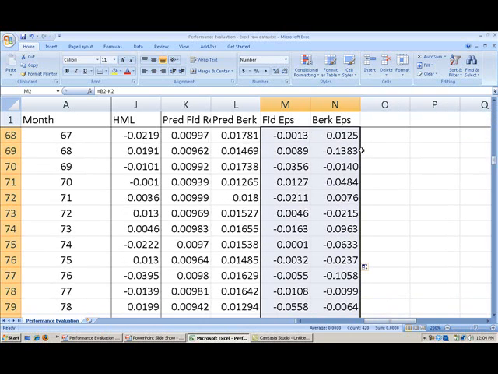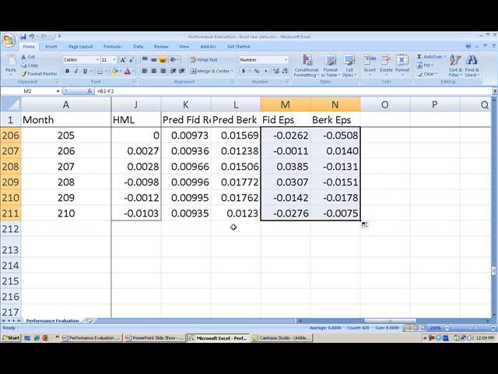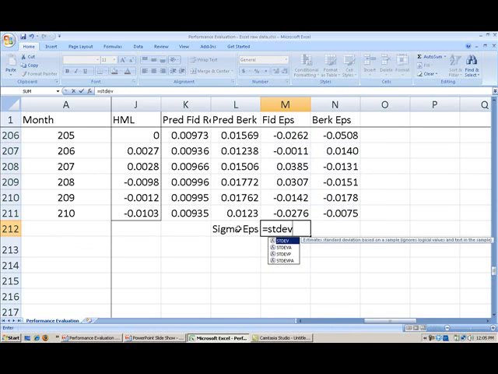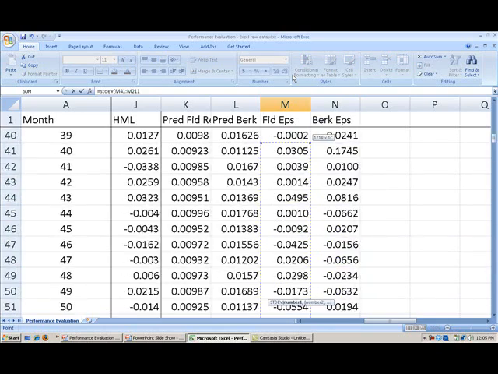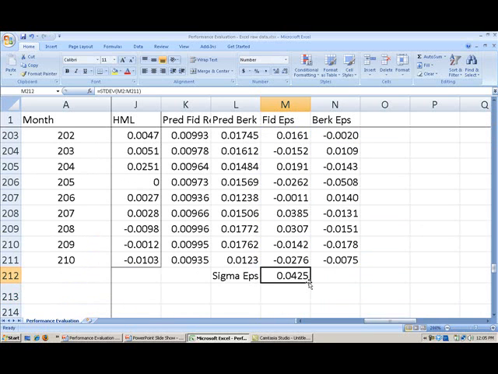We're now up to step 4. We can calculate sigma epsilon now. Why? Well, we've just calculated the epsilons. All we need to do is calculate sigma epsilon, the standard deviation of these errors. So we're going to use the formula equals STDEV, open brackets. Now let's select the error terms for Fidelity, close brackets, copy the formula across, and we have the sigma epsilon for both Fidelity and Berkshire.